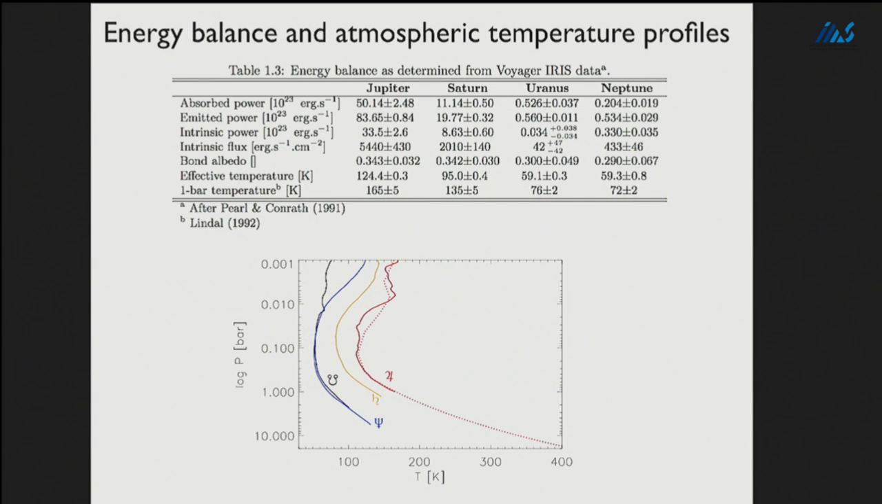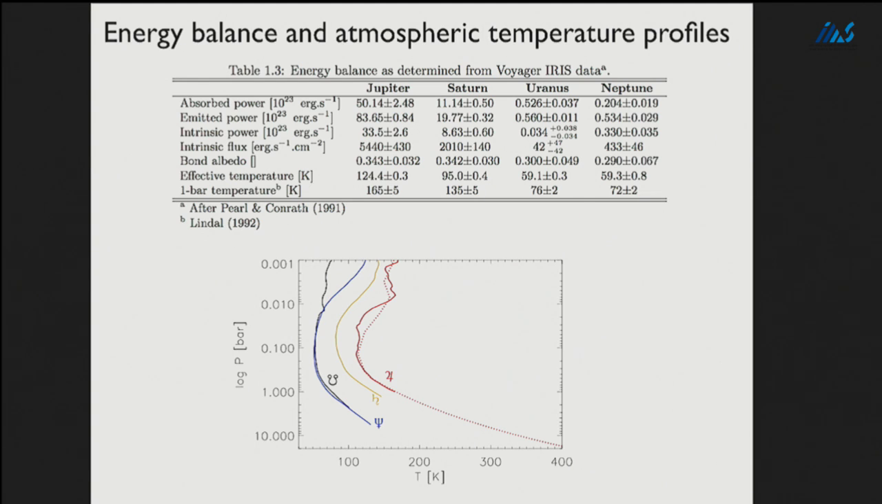Okay, so let's move on. Those are the temperature structures of Jupiter, Saturn, Uranus, and Neptune, and it's been a very important point that they emit more energy than they receive from the Sun. You see here the absorbed power, the emitted power, and there's an intrinsic flux. All these planets emit some energy, except Uranus, which is quite mysterious because it seems to be in equilibrium with the Sun. The effective temperatures are between 60 K and 225 K, so it's much smaller than stars, obviously.